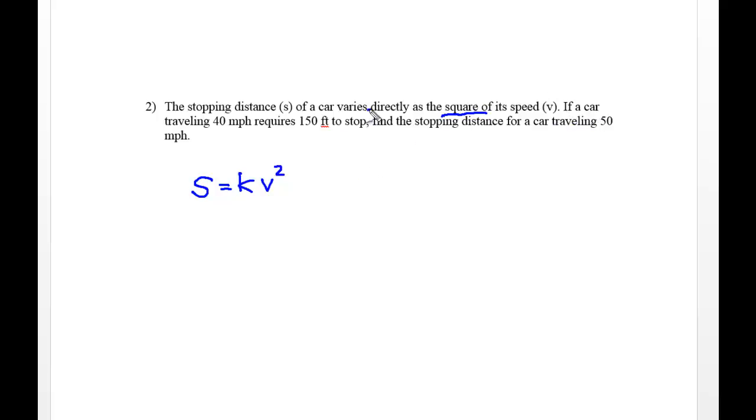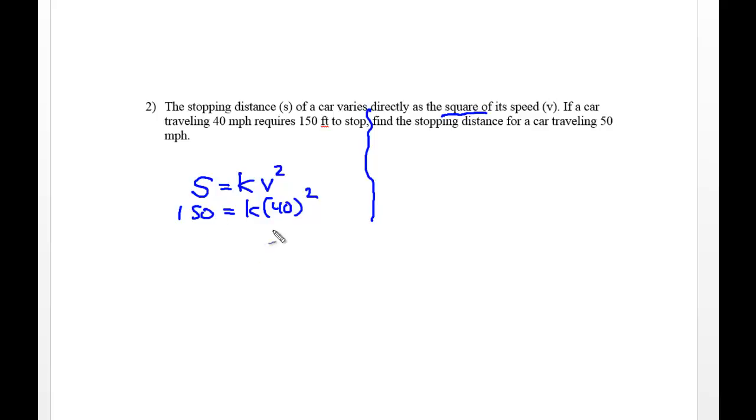Now here's where we set up and find our k. If a car traveling 40 miles per hour requires 150 feet to stop, so we have the S, which is the stopping distance, that's 150 feet, and then the speed is our 40, and we're going to square that. Find the stopping distance if the car is traveling 50 miles an hour. This makes sense because it's going to be a direct variation, but there's going to be a power magnitude for how fast you're going. That's why traveling just 10 miles an hour faster isn't going to just add another 10 feet to this stopping distance here.